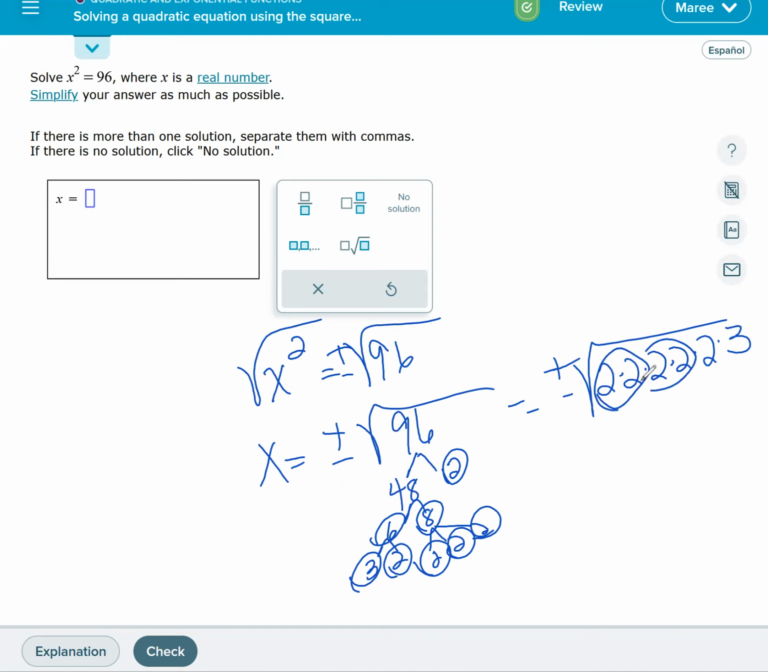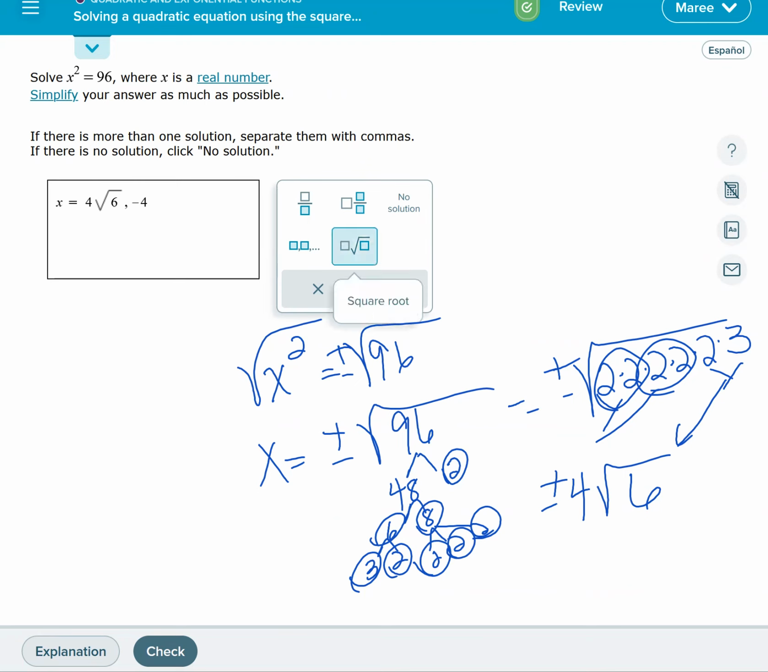So our doubles, we can take out 2 times 2. So we have plus or minus 4 square root of 6. So the 2 2's that we brought out multiplied to get 4, and the 2 and the 3 stayed inside, and we multiplied to get 6. So our answer is positive 4 square roots of 6. And then we also need the negative 4 square root of 6.